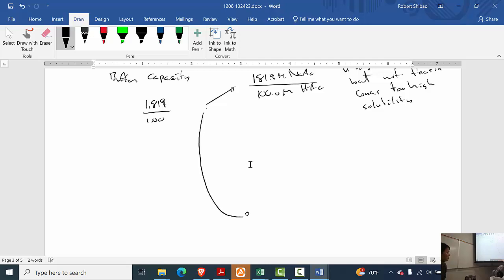So we could go to the opposite extreme. Let's go 0.000001819 over 0.000000100. I don't need a decimal there. And so we have the same ratio. This is going to give us the same pH, these two buffers. But this is a very low capacity.